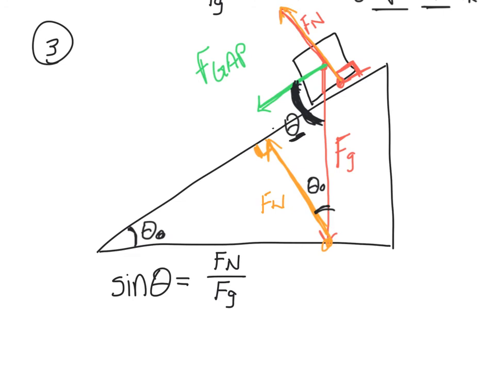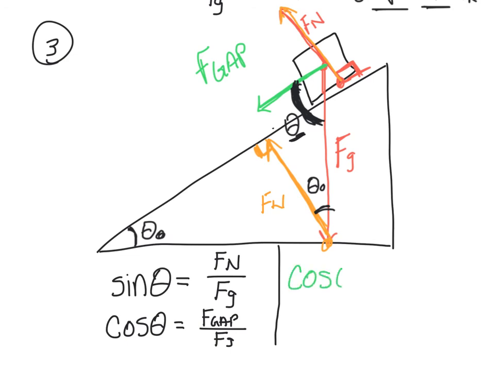Our normal force will not be equal to the force of gravity. It'll be equal to its own number. Similarly, cosine theta is equal to force of gravity applied down the inclined plane over force of gravity. Now, if you don't want to use my angle theta and you want to use just theta naught, it's just the reverse. So cosine theta naught is equal to normal force over force of gravity. And sine theta naught is equal to F gap over force of gravity.